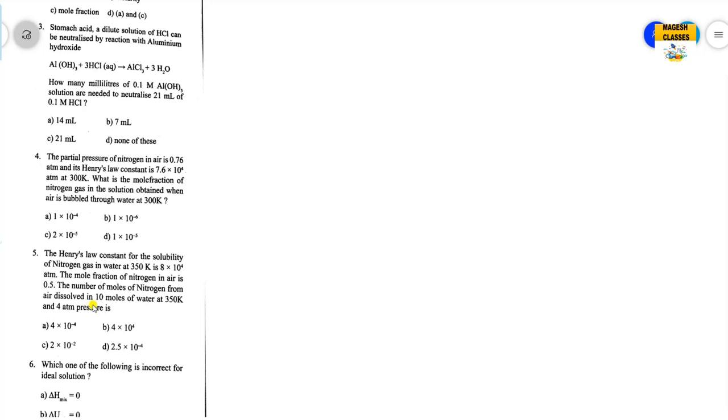One is the mole fraction of nitrogen in air, which is given as 0.5. The partial pressure of the gas is related to the mole fraction in two ways. That is the Henry's law constant into mole fraction. So this is in the case of solution.